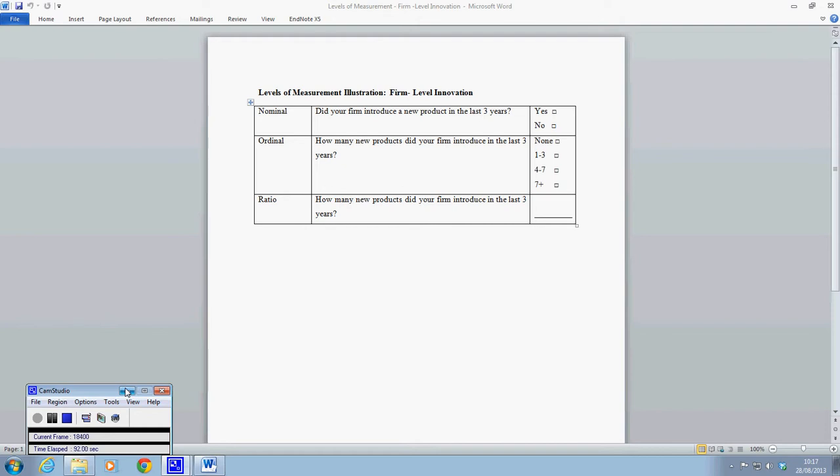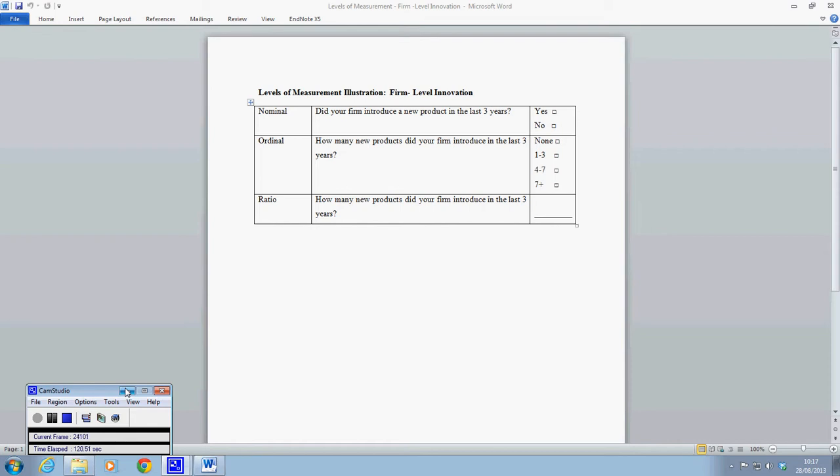And then finally, the ratio variable. Okay, so a question that would return a variable that is ratio in nature would be something like this. So how many new products did your firm introduce in the last 3 years? And you can see that the answer category, first of all, it's an open-ended question, and therefore the respondent can fill in the number of products that they have introduced in the last 3 years.